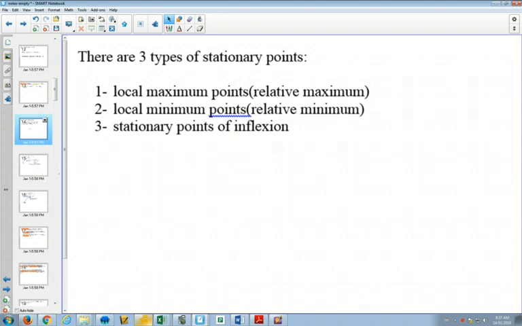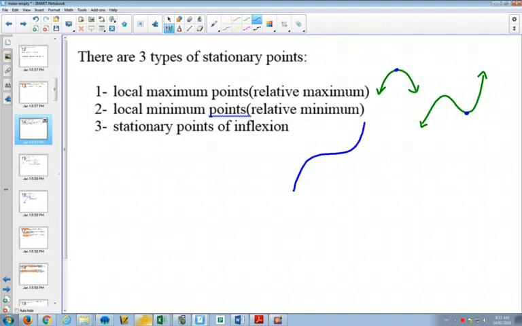So we've got our relative maximums. You can imagine that in a parabola like this. You have local maximums and local minimums. If I had a cubic graph like this, that would be a local minimum. And a stationary point of inflection, that happens in an x cubed graph. An x cubed graph looks like this. This point right there, the tangent is 0, even though it's not a maximum or a minimum.